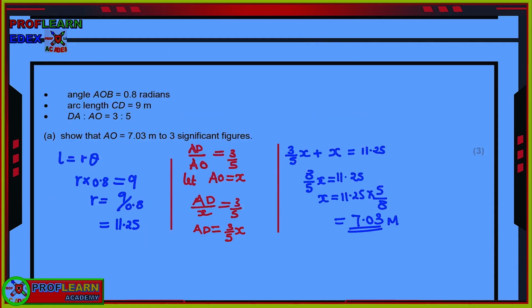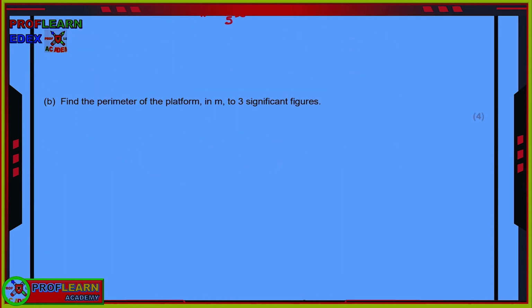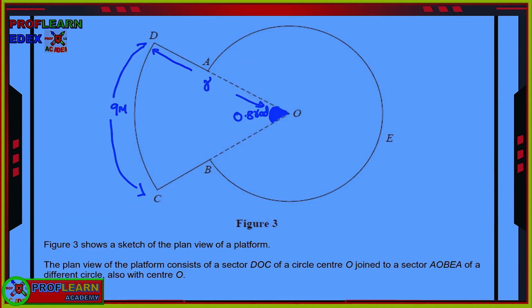We can now move to the next area, which is talking about the perimeter of the platform. And remember, perimeter is distance all round. So if we have AO to be 7.03, then this section here, DA, is going to be 4.22, because OD was 11.25. So 11.25 minus 7.03 will give us 4.22. So DA is 4.22, CB is 4.22, and we also have DC, which is 9.